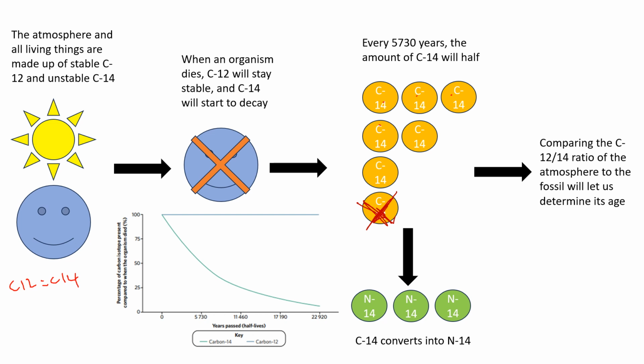So we can use a variety of dating techniques to figure out how old something is, even if it's been fossilized thousands and thousands of years ago. And this is going to help us determine the relatedness between species, which we'll go through in our next video.